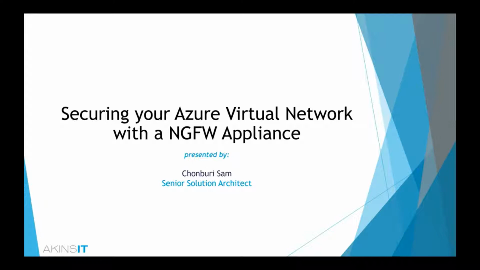So again, the title of our webinar today is Securing Your Azure Virtual Network with a NG Firewall Appliance. Okay, and NG Firewall just means that the firewall is able to do layer 7 filtering and has layer 7 visibility, so your application layer, right? So this gives you way more firepower and visibility into the type of traffic that's flowing in and out of your network, as well as what you can do with it, right? Your usual content filtering, web application, and so on.